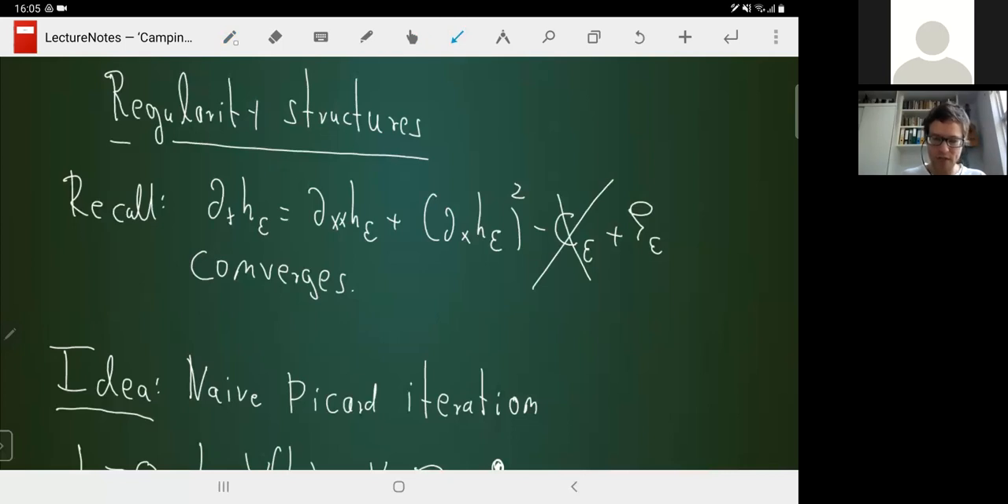In other words, this equation seen as a function of the noise, as a function of psi, is not continuous. So psi epsilon converging to some psi does not imply that the sequence of solutions converges. It does not imply it. It's not a continuous function of psi.